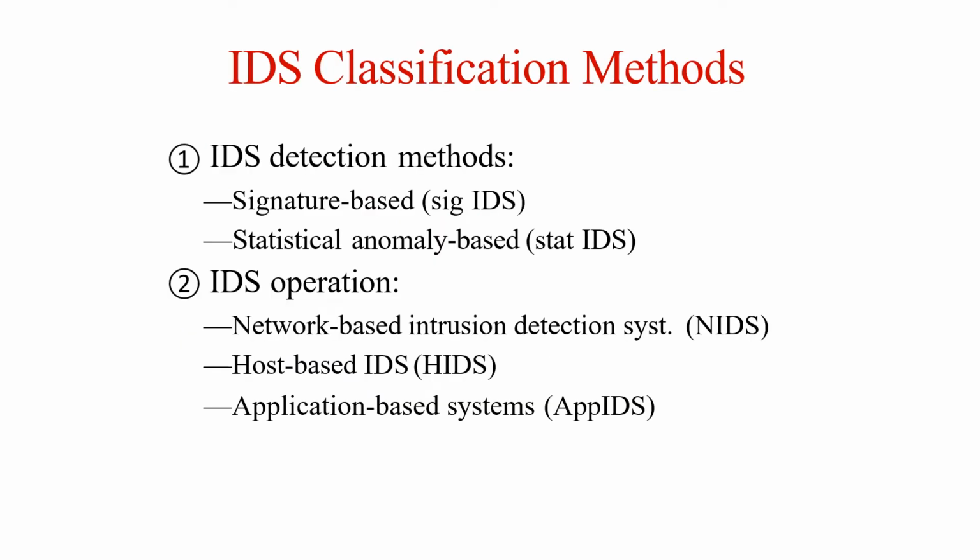IDS classification methods: IDS detection methods and IDS operations. The detection methods are: first one signature based and second is statistical anomaly based detection. Signature based is called SIG IDS and statistical based is called STAT IDS. IDS operations are three: network based IDS, host based IDS (HIDS), and application based system IDS.